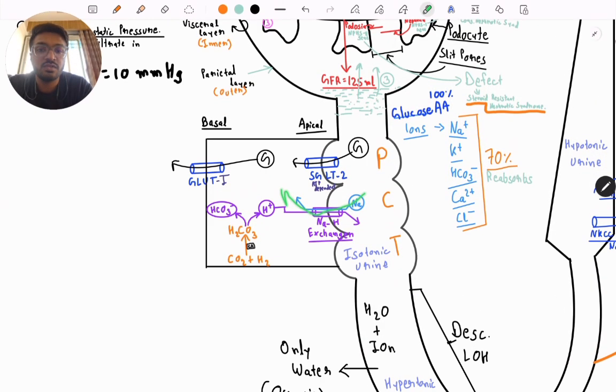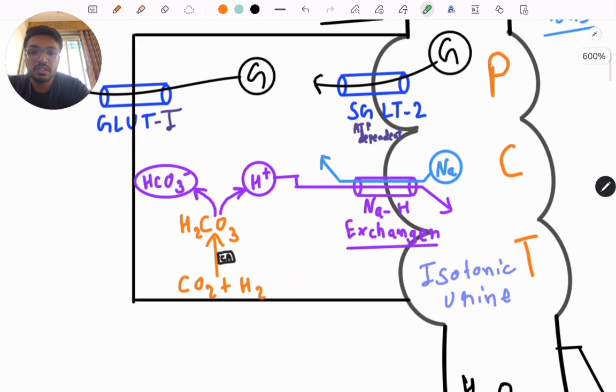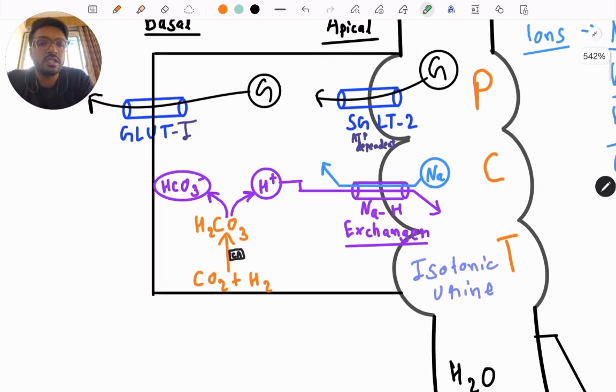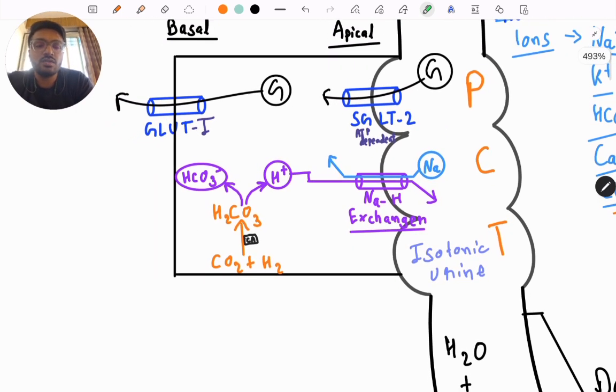Each time a sodium ion is reabsorbed, one hydrogen ion is going to be excreted out. Now the CO2 and H2O I mentioned here are from our metabolic processes. The enzyme carbonic anhydrase, mentioned here as CA, is going to make H2CO3, and this H2CO3 is going to be split into HCO3 minus and H plus, and this H plus ion will be sent out here. Now this can also help in making our urine acidic or basic.